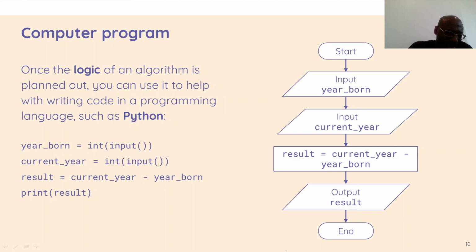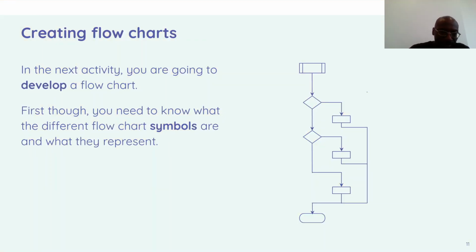Result equals current_year minus year_born, and the same on the right. Print. So output is print, and you're printing the result. You've actually defined the result in the line above. Result equals current_year minus year_born, and then you're saying print the result. So that's what you're doing here. All right, let's go to the next.